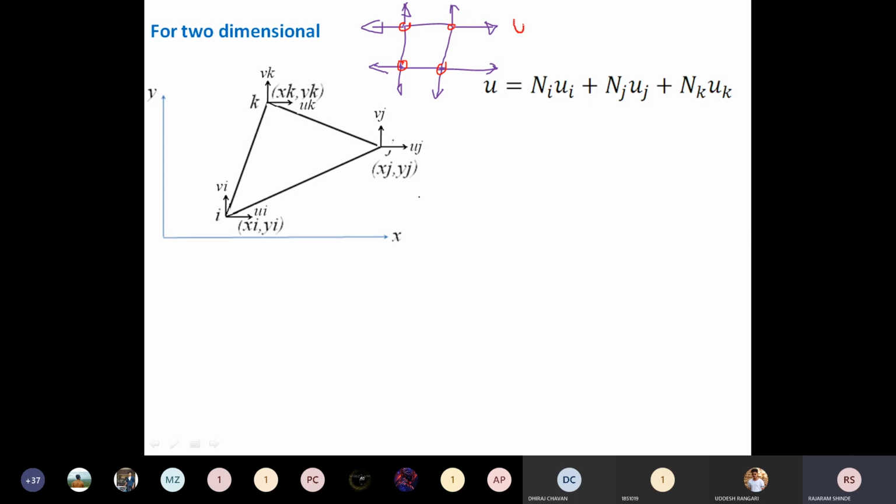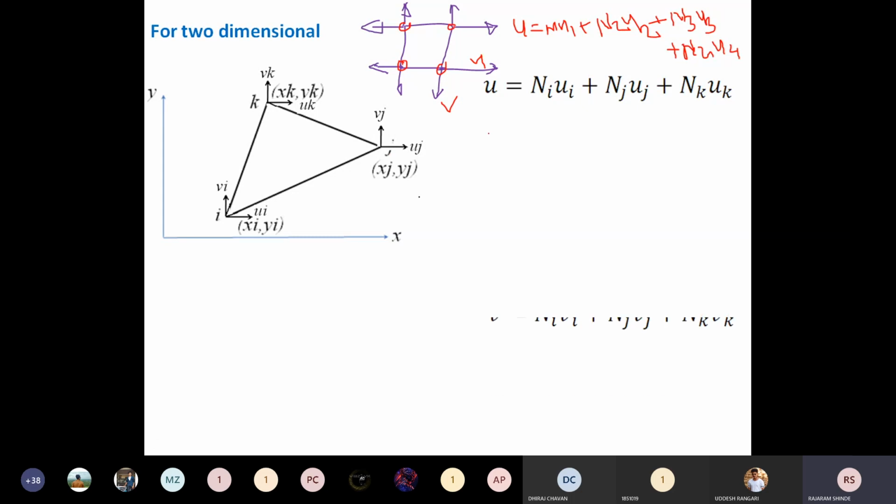So your u displacement equation becomes n1 u1 plus n2 u2 plus n3 u3 and plus n4 u4. Depending upon the type of element, your displacement matrix will change. Again, it has also u and v. Here this is your u and this one is v.